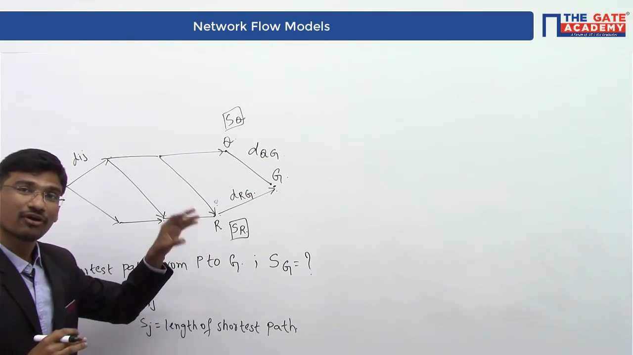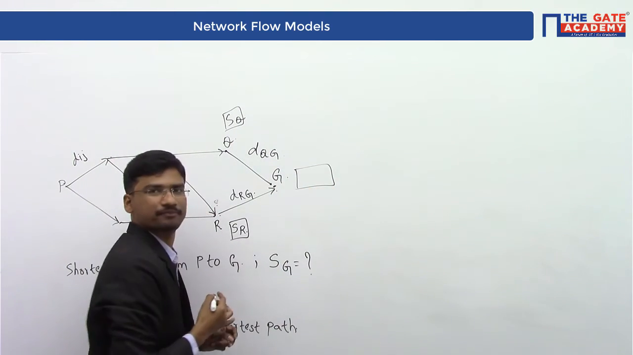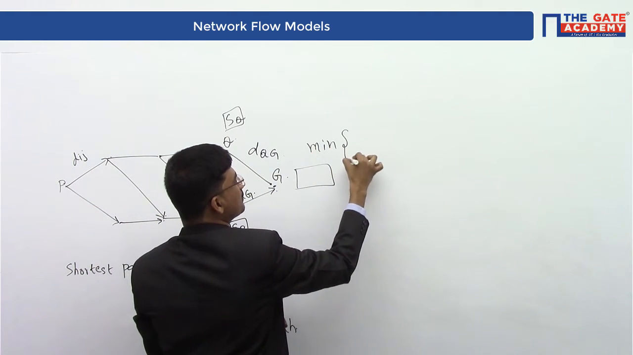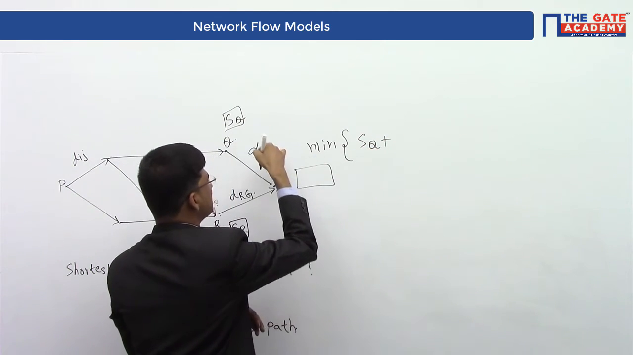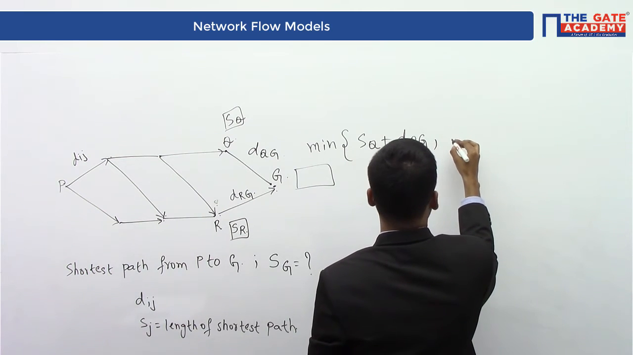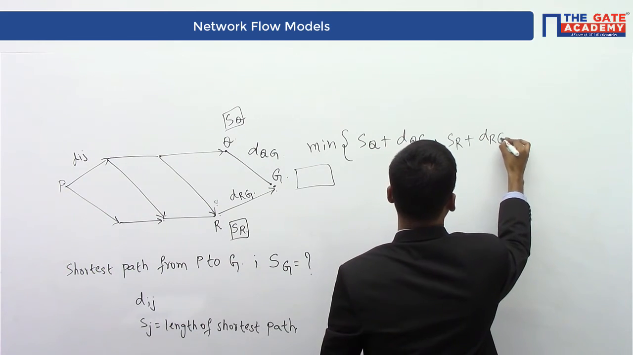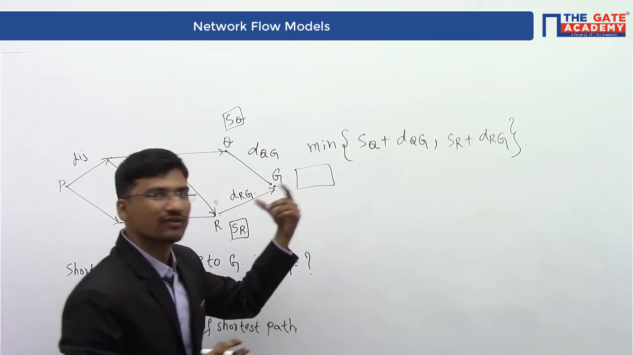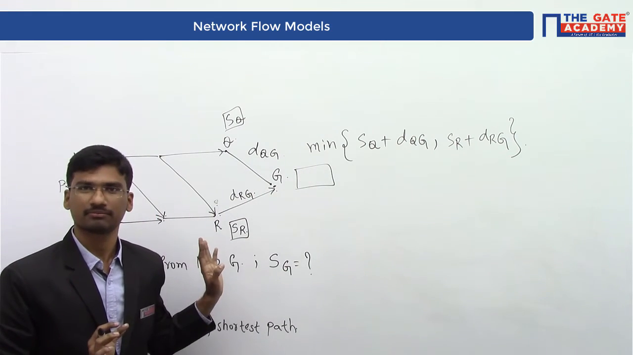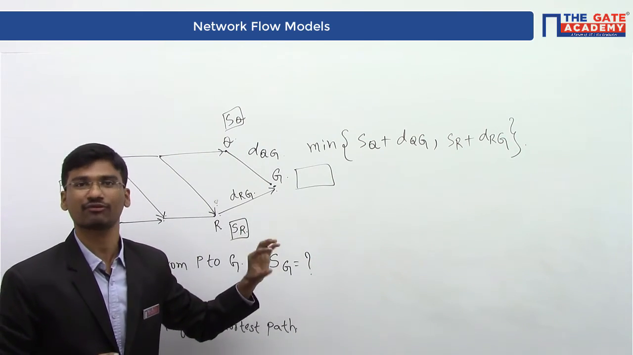Now we have to add these. What should we write here? This will be the minimum of Sq plus Dqg, comma, Sr plus Drg. Whichever value is minimum among these two, that we are going to write in this particular box, which we have already written in the previous example. It was a numerical example, and there we have seen it.